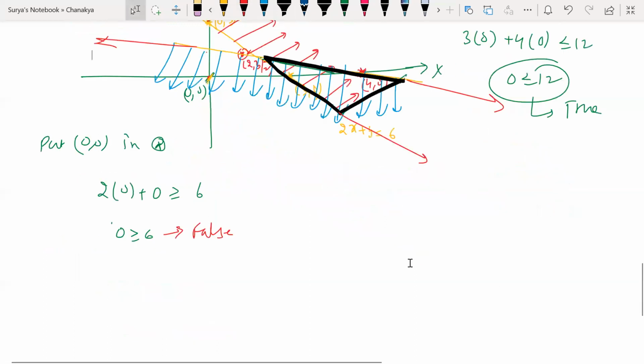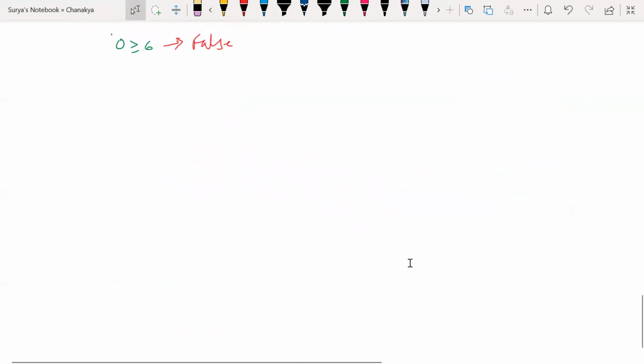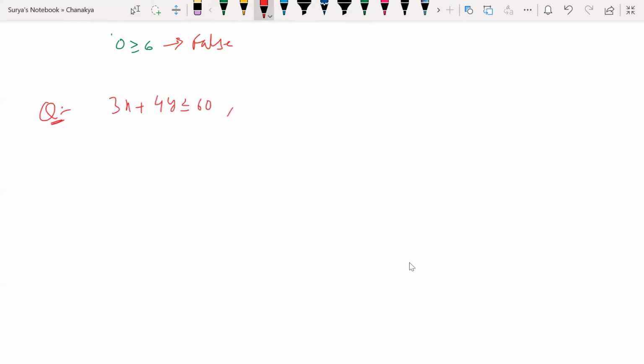Yes, only 2 inequalities given. If at all they are giving you 3 inequalities, how would you solve that? Same procedure, but look at this here. If they are giving you 3 or 4 inequalities, let's solve with 4 inequalities. If I take 3x plus 4y less than or equal to 60, x plus 3y less than or equal to 30, x greater than or equal to 0, y greater than or equal to 0. First of all, what I do, I'll draw a box. X, y.